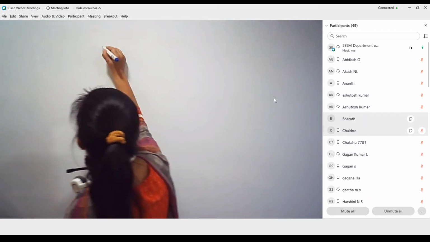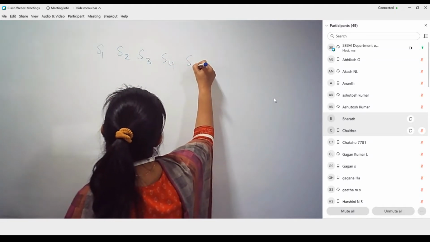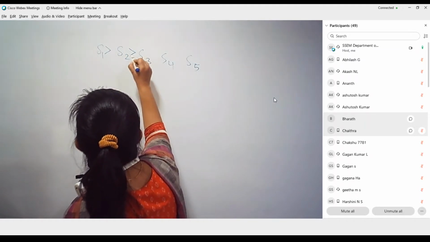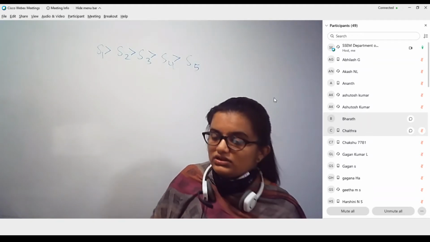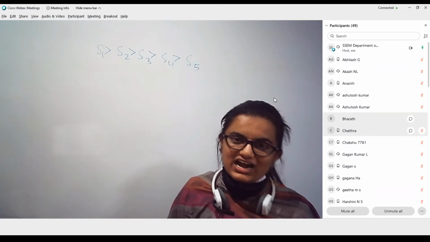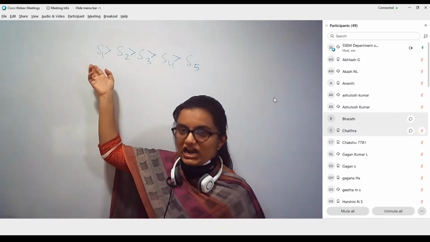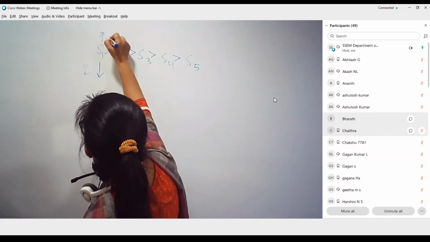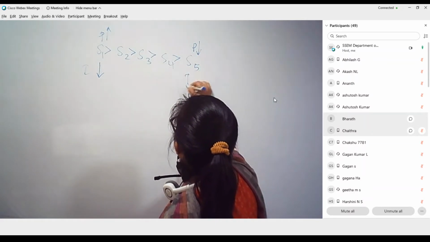That means whenever I say S1, S2, S3, S4, S5, and so on, the symbols will be so arranged that the S1 probability will be greater than S2, greater than S3, greater than S4, like this. So we are going to arrange the symbols in decreasing order of probability, because we know that whenever the probability of occurrence of an event is larger, the information content within it is very less. If P is larger, then I will be very less. If P is less, I will be large.